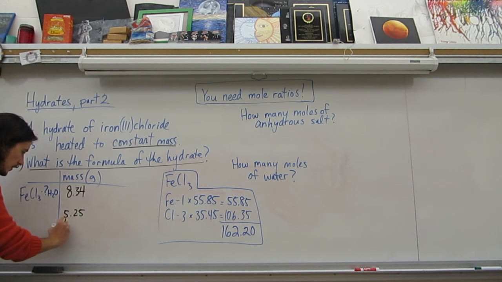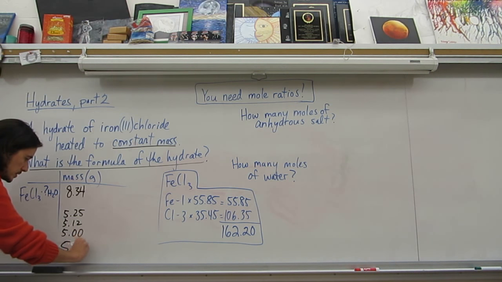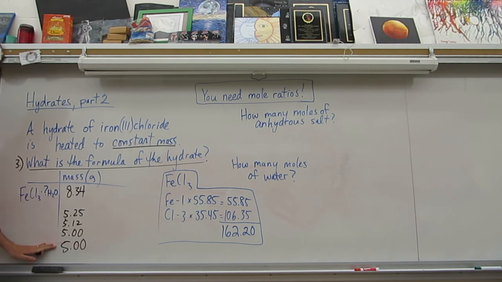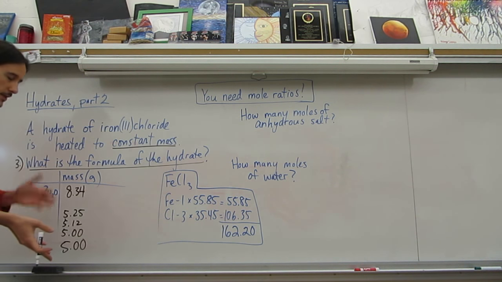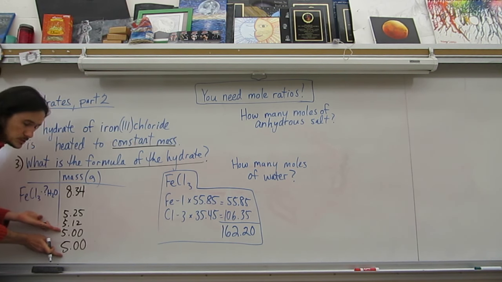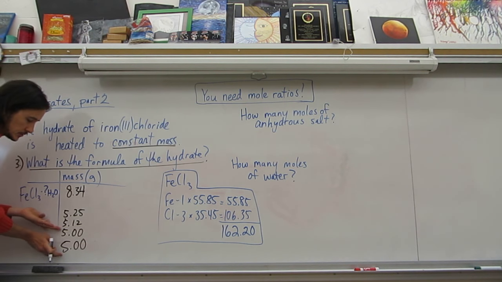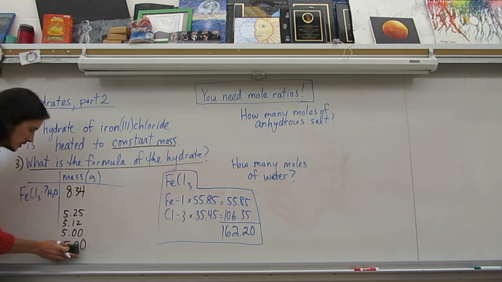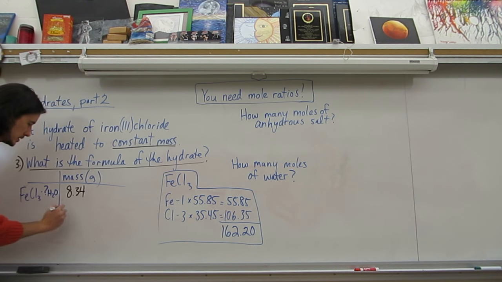Now your data really might look something like 5.25, 5.12, 5.00, 5.00. Okay, that's really what your data is going to look like as you take it off and find the mass, depending on if you take it off early or if you just wait a really long time. Anyway, you're going to need those 2 data points. You're going to need to say, hey, I know that I heated it more and the mass didn't change.